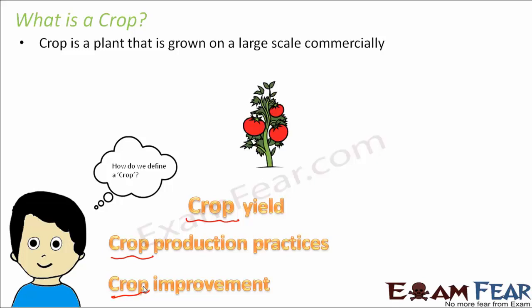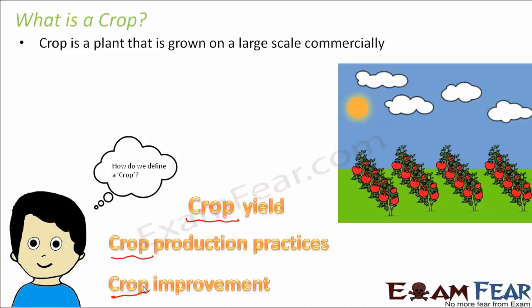Basically one plant will always be called a plant, but when you have hundreds of the same plant being grown for commercial purpose, because when you have thousands of tomato plants growing on a field like this, it is definitely not for the use of one family, it is for a huge mass of people. So it is a commercial production of tomato. Then it is called a crop. I hope you understand what is a crop and when we use the term crop.